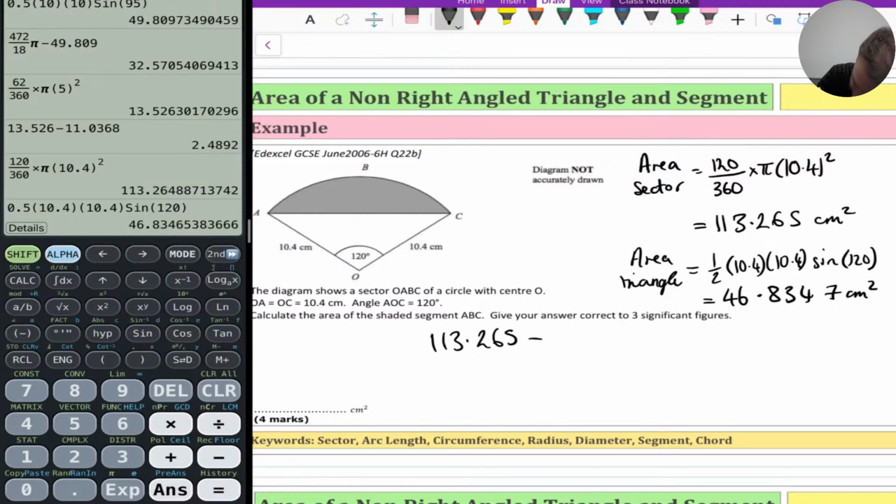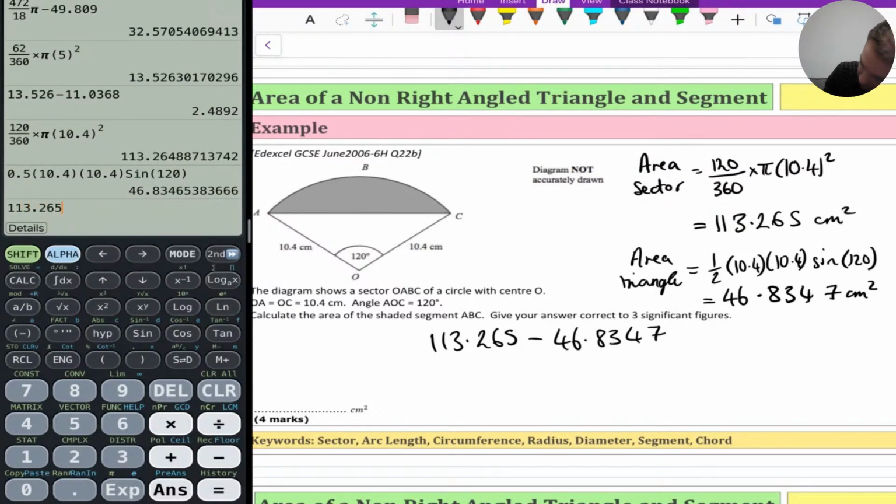So now when I subtract these, it's going to be 113.265 minus 46.8347. So 113.265 minus 46.8347 is equal to, that's 4 marks, so that's equal to 66.4303. So to 3 significant figures, it's going to be equal to 66.4 centimeters squared. Brilliant. Super.